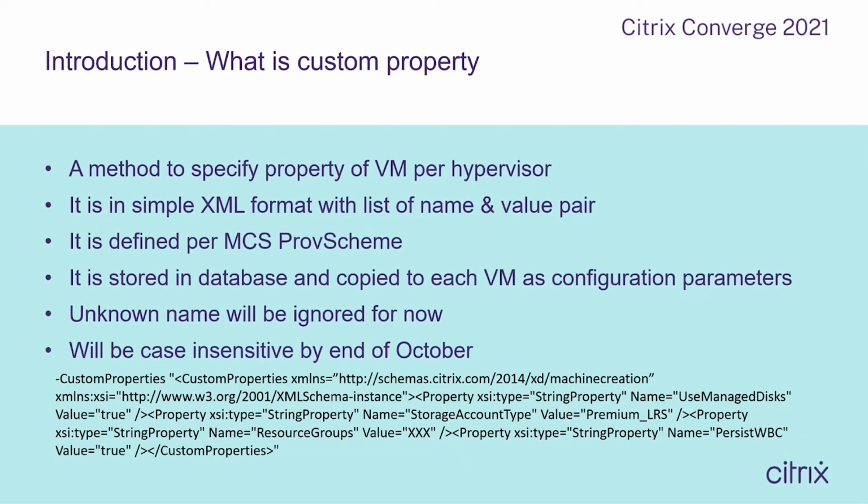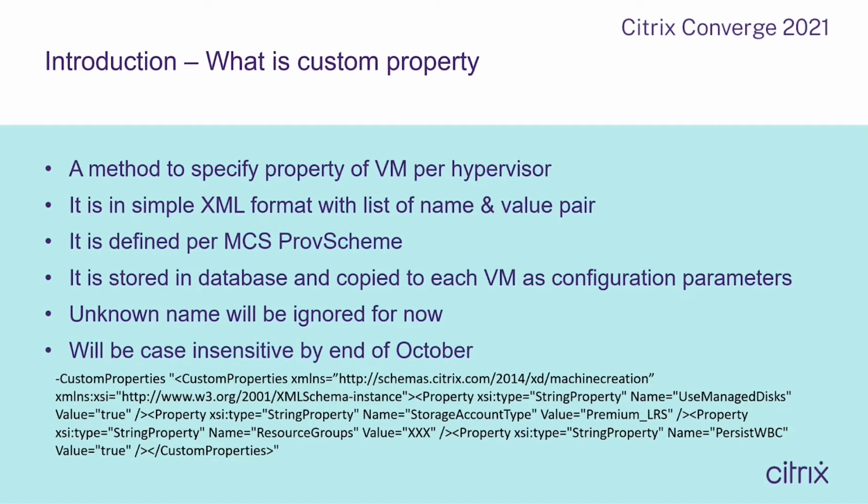So first of all, what is a custom property? For provisioning, it is a method to specify properties of a VM on a per hypervisor basis. It is in a simple XML format with a list of name and value pairs. It is defined per MCS provisioning scheme, also known as a catalog. It is stored in a database and copied to each VM as configuration parameters. So it basically means every VM has a custom property itself. There's a global custom property, and then every VM has a copy of it.